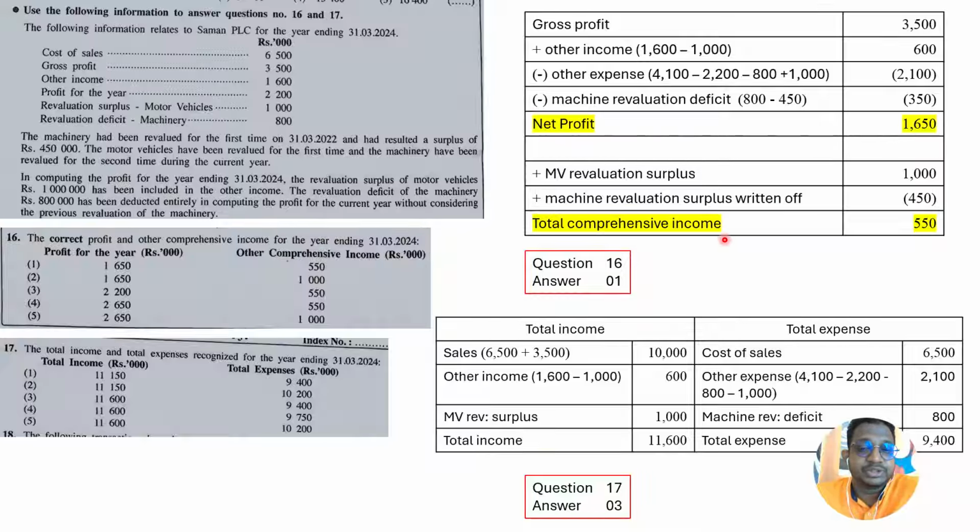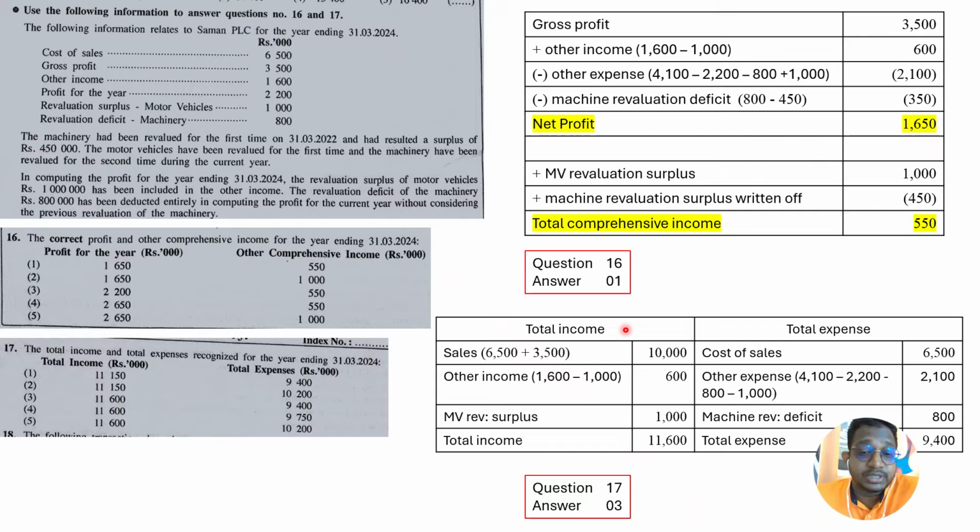And then they ask you the total comprehensive income. So the motor vehicle revaluation surplus is 1 million. But from that you have to deduct the machine revaluation surplus written off, 450. Then you are getting the total comprehensive income. Right? It's a bit difficult compared to the other questions that came in 2024.